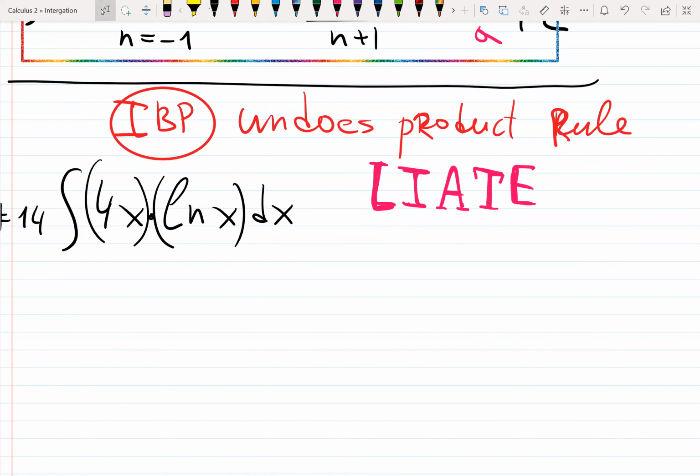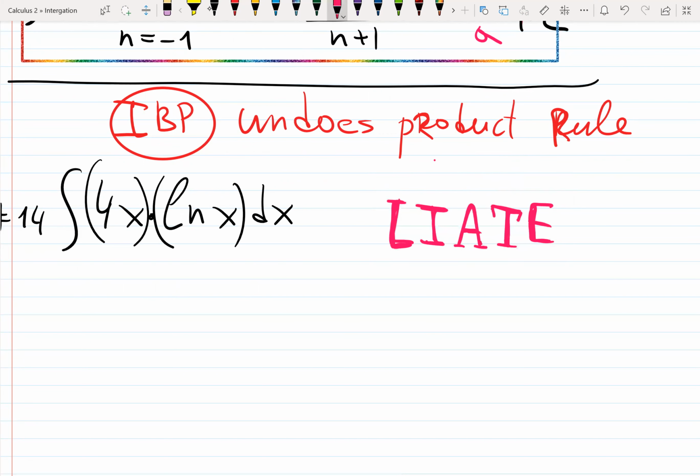LIATE tells you how to choose U. Let me put it above. LIATE, it's an amazing thing. So my video specially teaches it on purpose because it's very important. Choose U to be whatever comes first in order. Choose U in order, whatever you see first. If you see log, that should be your U. You don't have to keep thinking anymore. So I see log, that's my U. That's it. There's not so much thinking after that. It's not a theorem, it's just a hint, but it works. That hint works 99% of the time.